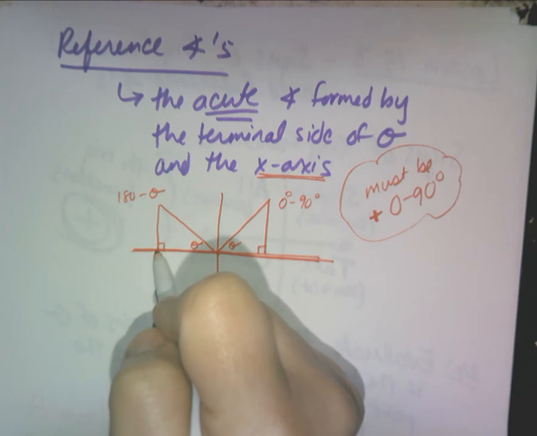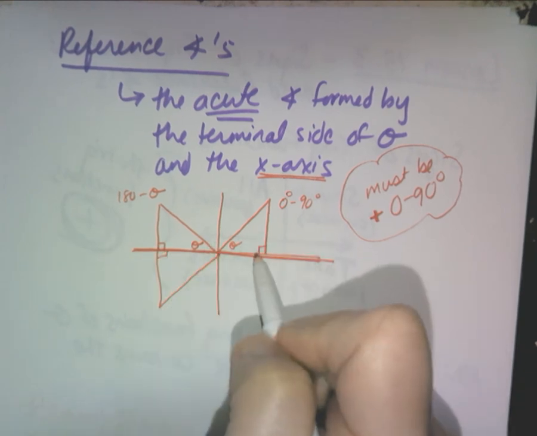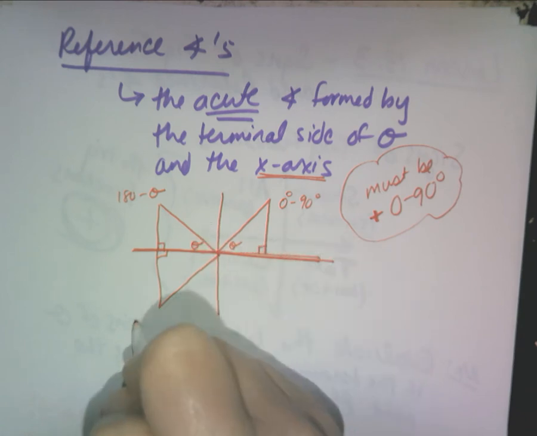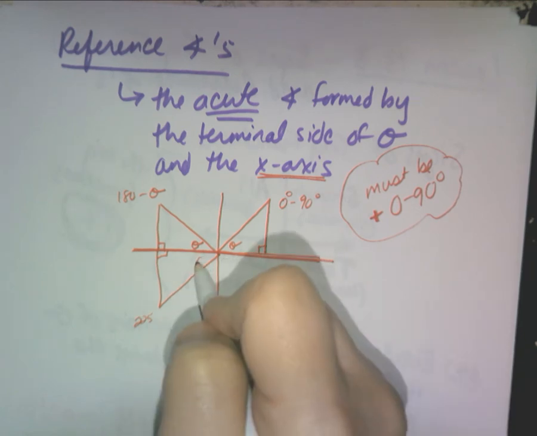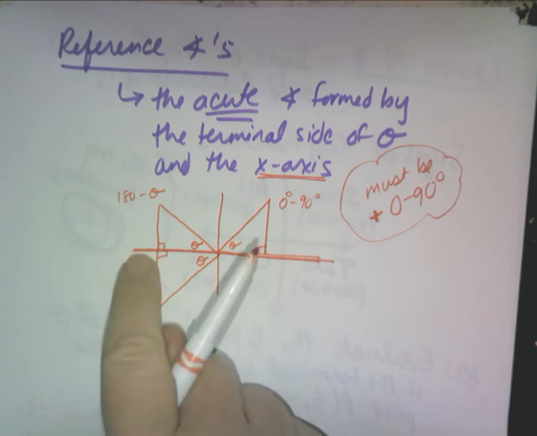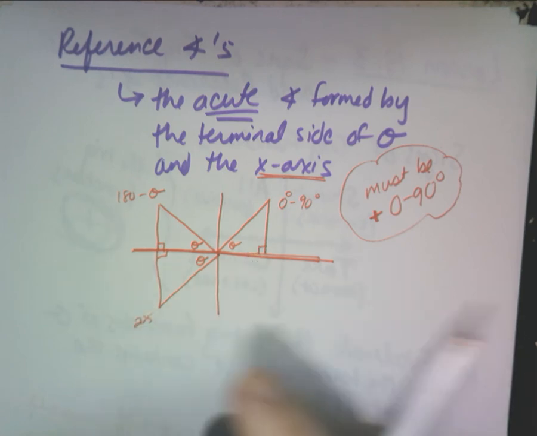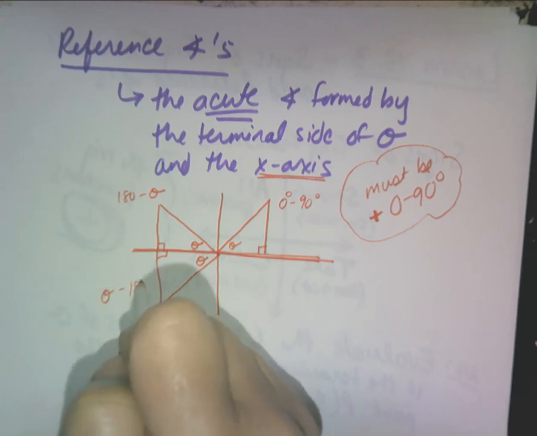If I'm down in this quadrant, again, I would start over here on this part. This is where my initial side would be. I'd go all the way around. I could possibly be at 225. But my reference angle would be that angle right in there. How far am I away from the x-axis? Well, I'm really 45 degrees away. How do I know? Well, what did I just do? I just did my angle minus 180.